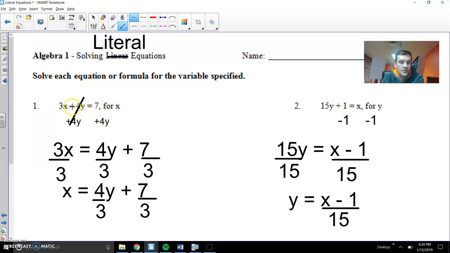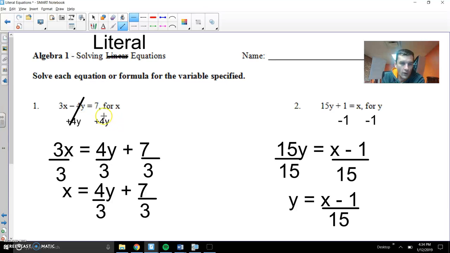I'm given the equation 3x minus 4y equals 7, and I'm trying to get x alone. So I start looking on this left side and I start thinking about how I can move everything except for x from the left to the right. So the first thing I see is, if I want to move this minus 4y, let's add 4y.